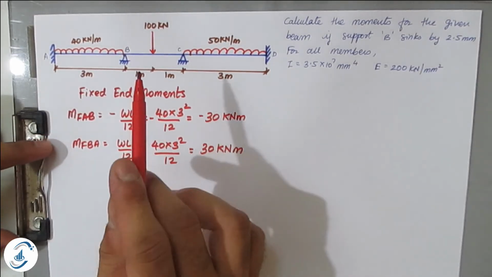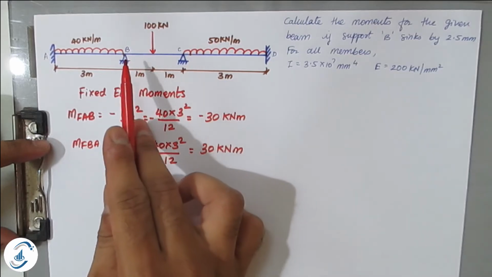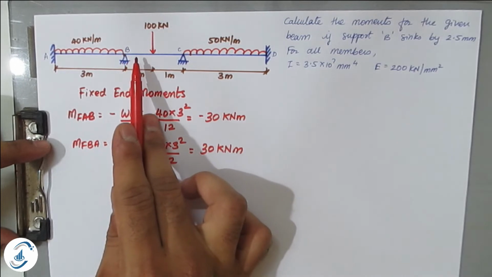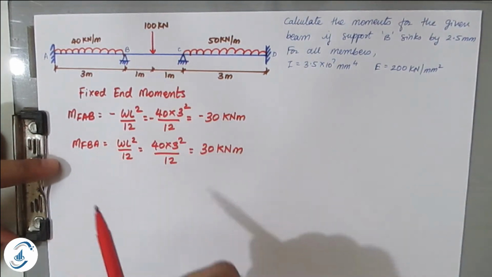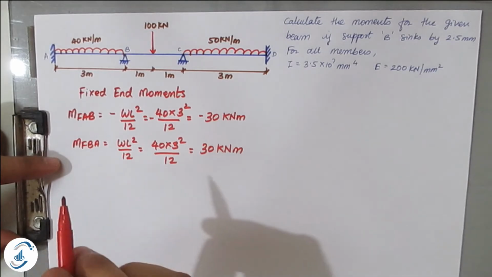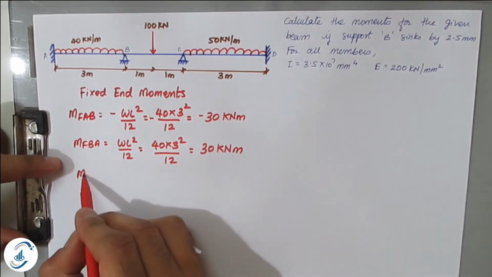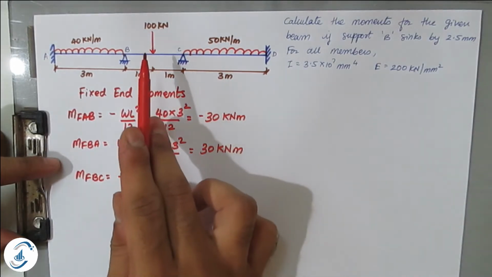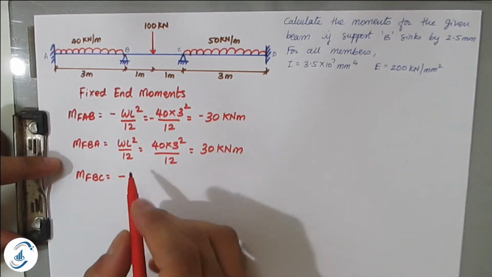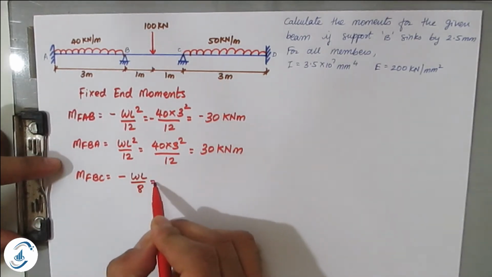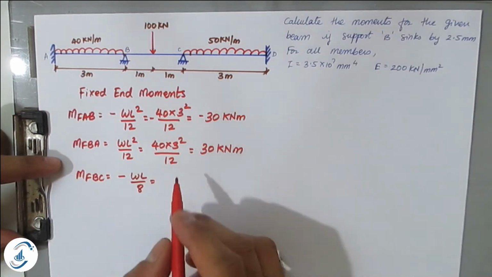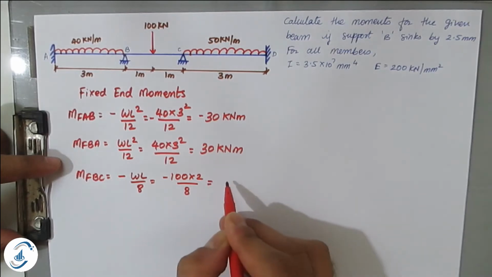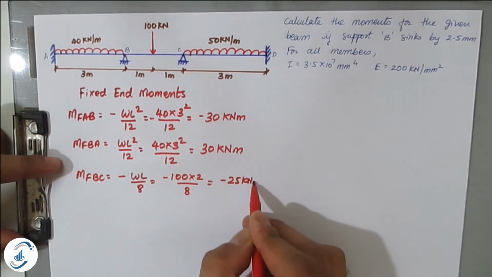So similarly now you have to come to span BC and there will be again 2 fixed end moments, that is MFBC and MFCB. So BC is anti-clockwise, CB is clockwise. So again same pattern we have to follow for the sign convention, anti-clockwise negative, clockwise positive. So MFBC minus, but here the fixed end moment for point load at the center is WL by 8. Minus sign for anti-clockwise. So W is 100, length is 2 meters divided by 8. So it will give minus 25 kilonewton meter.